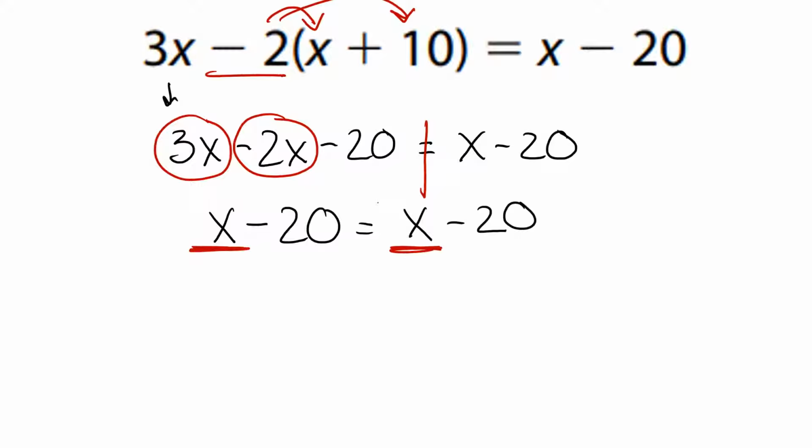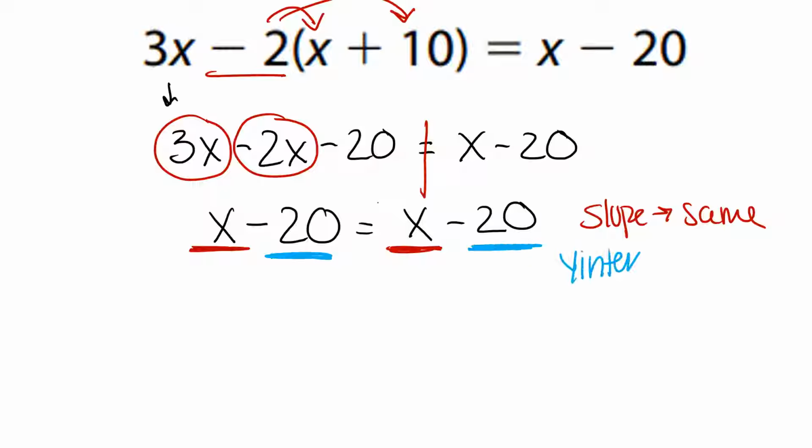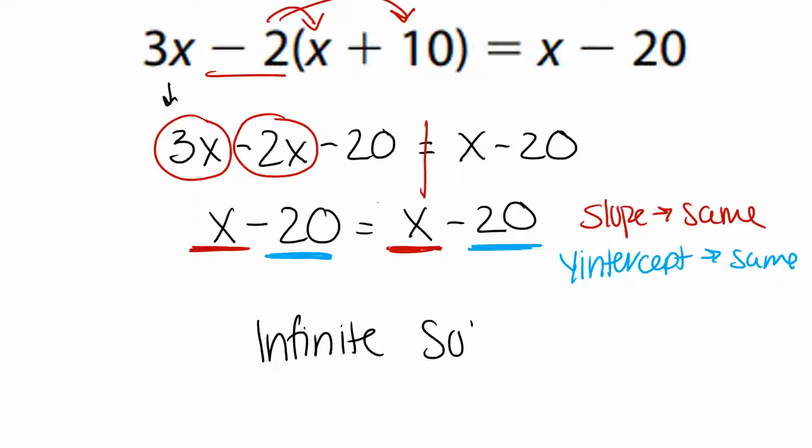Our 1x are the same. Our slopes are the same. The minus 20 and the minus 20, the y-intercept is the same. When both the slope and the y-intercept are the same, we have an infinite solution. X minus 20 equals x minus 20. It's the same on both sides.